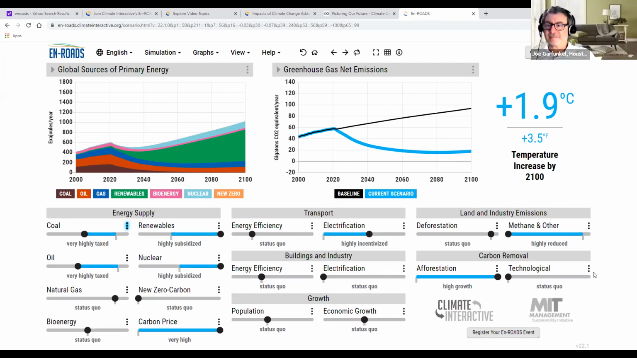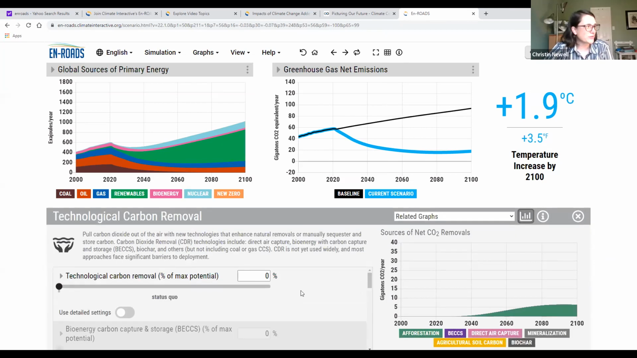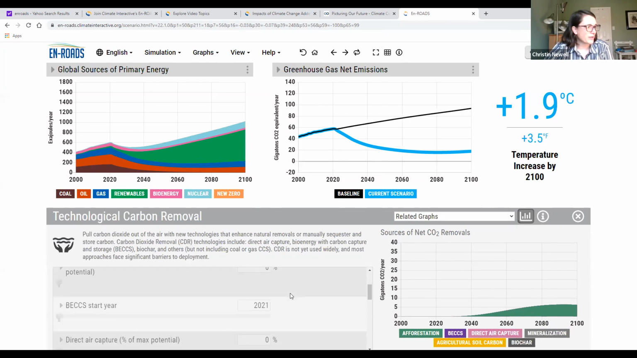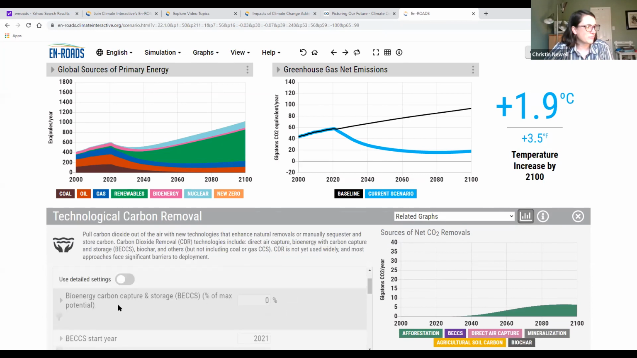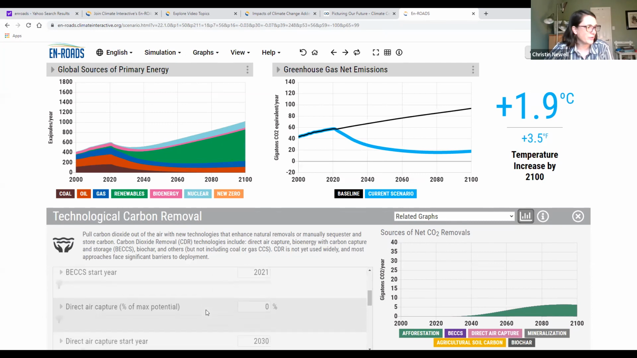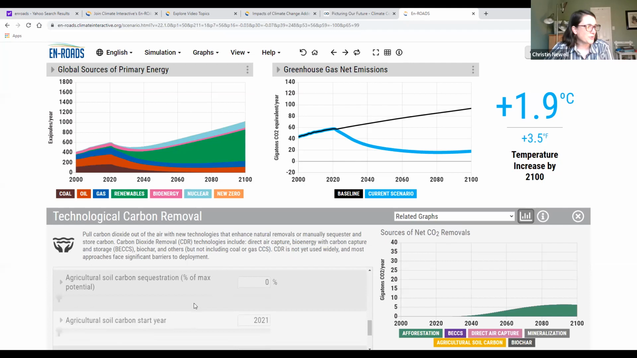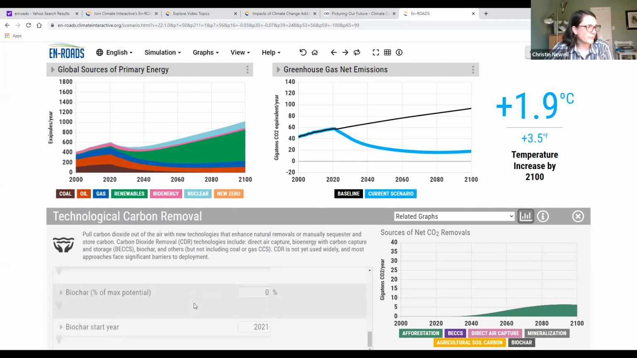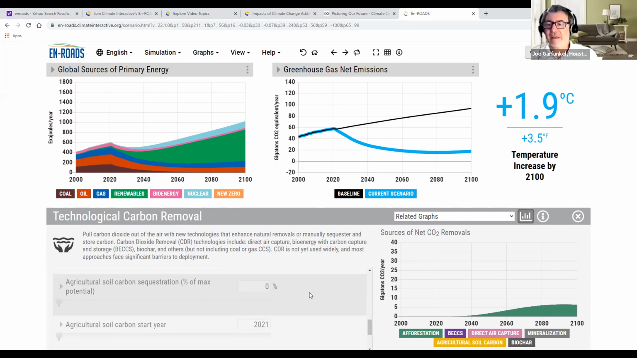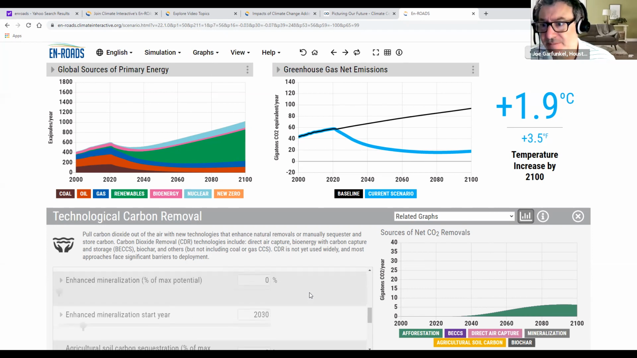Right. On that topic, under technological, we also have carbon removal. Instead of being under bioenergy, BECCS, bioenergy with carbon capture, is under the technological category. And then they also have direct air capture, enhanced mineralization, agricultural soil carbon sequestration, and biochar. Maybe we should spend a minute explaining the difference between carbon capture and direct air removal, because those really mean two different things, but sometimes it's a bit confusing.